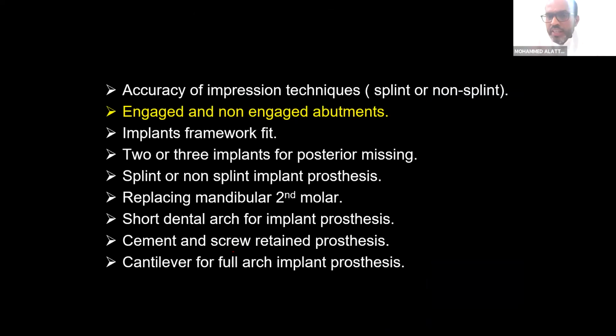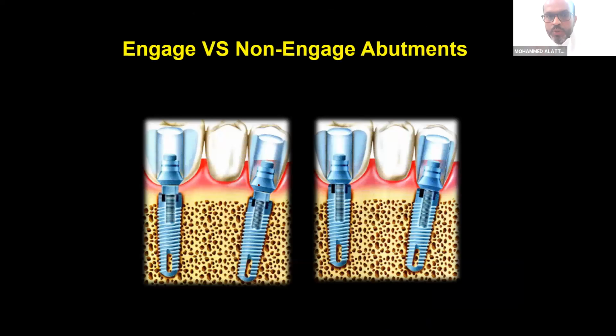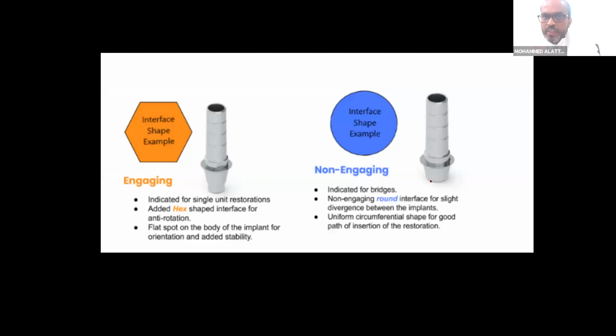Now let us go to the second point, about engaged and non-engaged abutments. What does that mean? For fixed partial dentures, if you use an engaging, hex-shaped abutment, definitely you will not have a good fit of your prosthesis. But if you use a non-engaging abutment, you will have a good fit. The engaging abutment has the hex shape, and the non-engaging abutment is almost round, so there is no interference and you can fit the prosthesis.